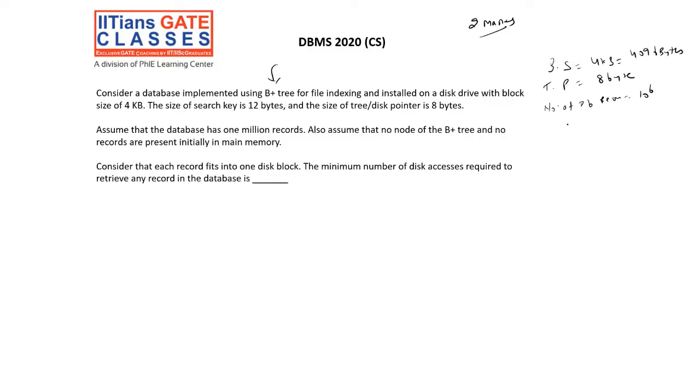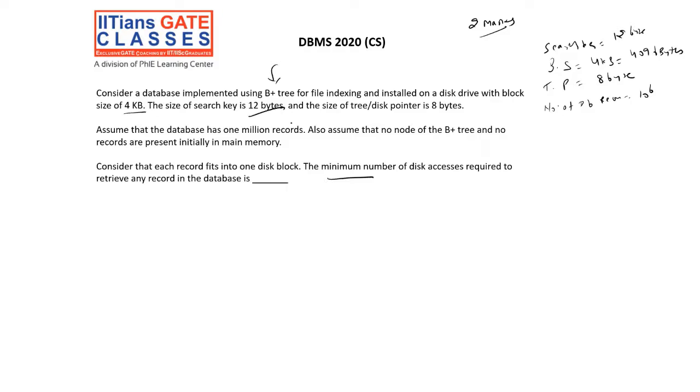So the main thing is that each record fits in one disk block, and we need to find out the minimum number of disk accesses required to retrieve any record in the database. If the minimum number of disk accesses is required, it means maximum fill is required in the blocks. We need to fill the maximum records in the blocks, meaning index records. And your search key is given as 12 bytes.